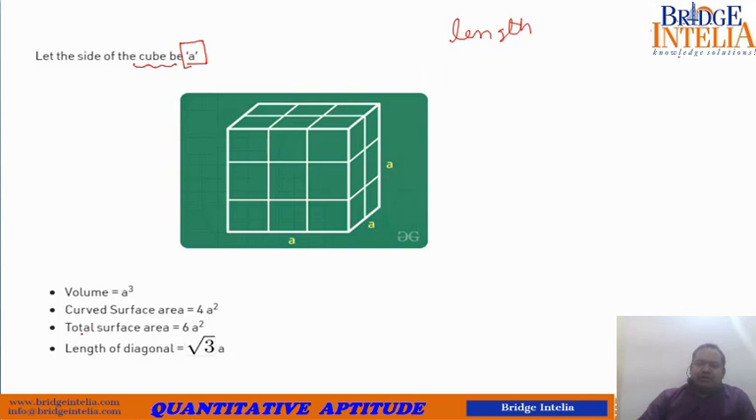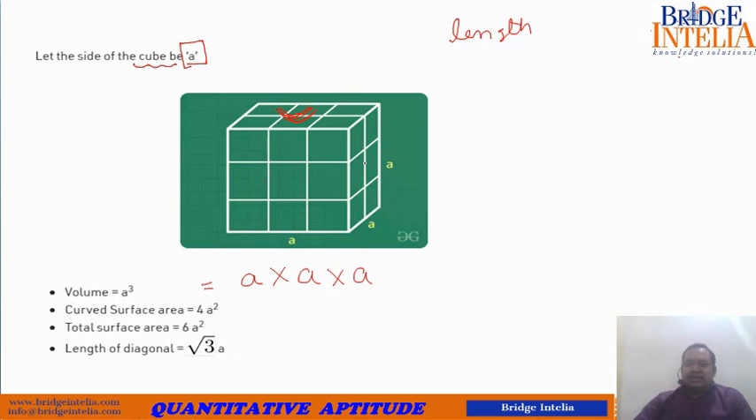So these are the formulas associated with the cube. If the length of the side of a cube is a, volume is a cube. Why a cube? Because it is length into breadth into height, and all three are equal, hence a cube. Curved surface area is equal to 4a square. Now what is this curved surface area? Curved means excluding the bottom and top.